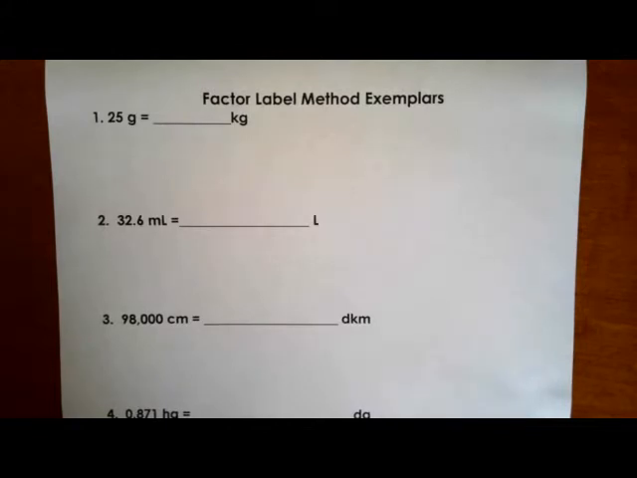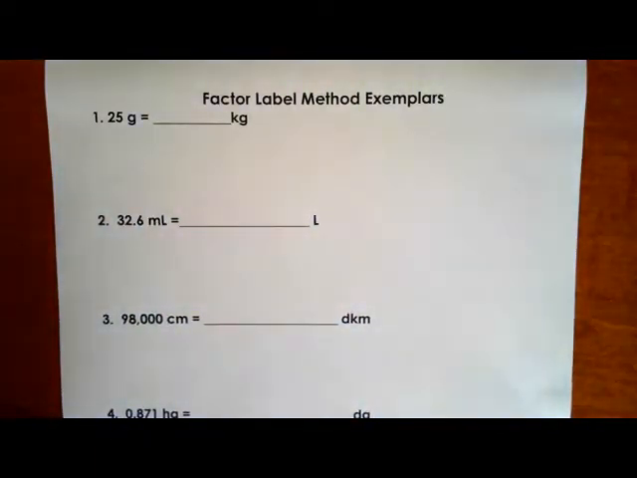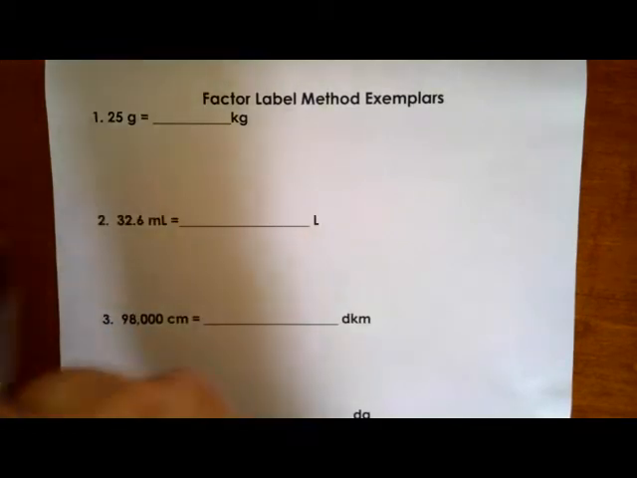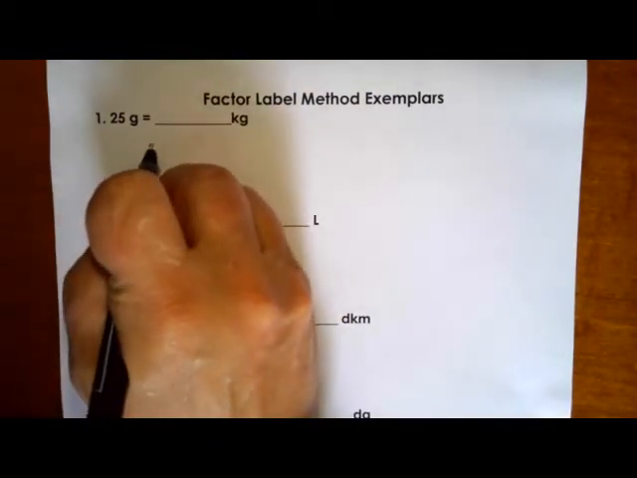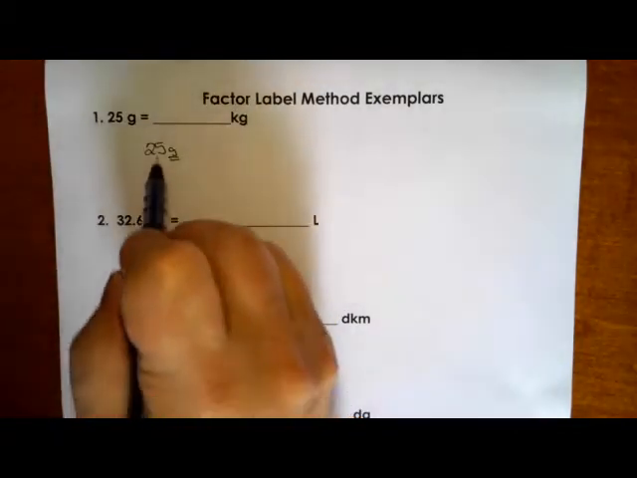I'm Mrs. Bolden, and today we're going to do some factor label method exemplars. Okay, so the first one that we have here is 25 grams equals how many kilograms? So factor label is easy peasy. So we write down what we have, but make sure that we put the units down there as well.